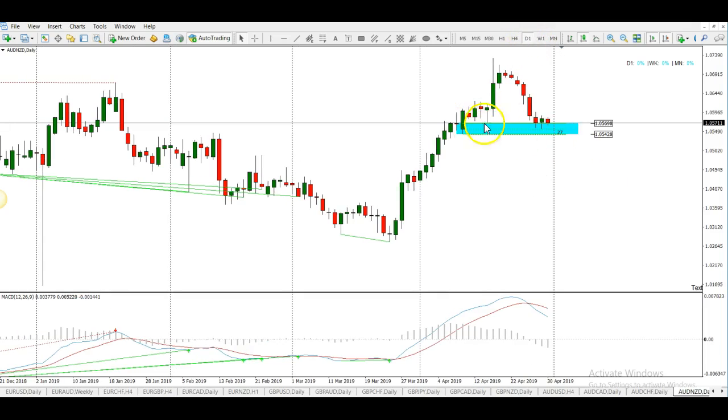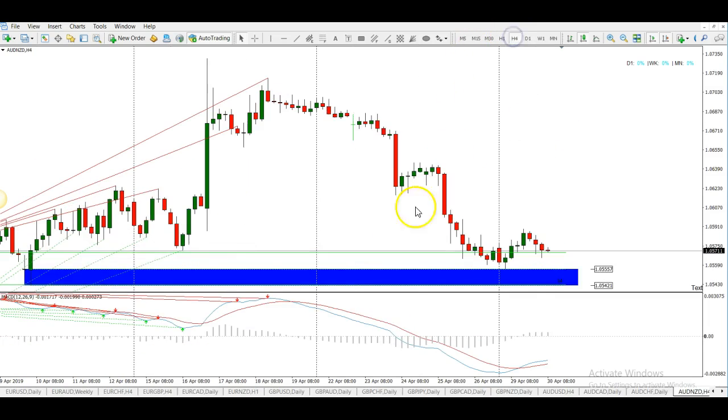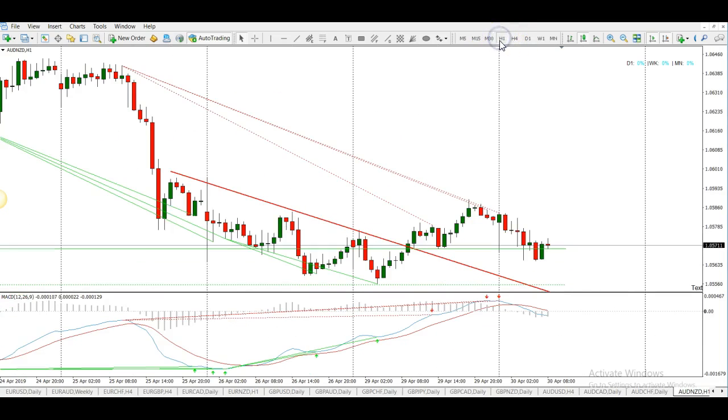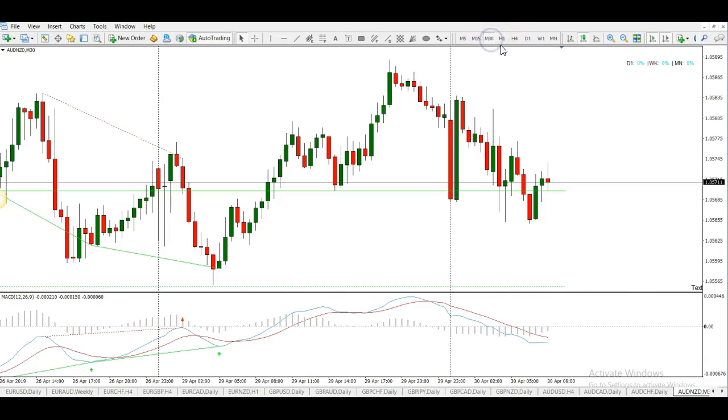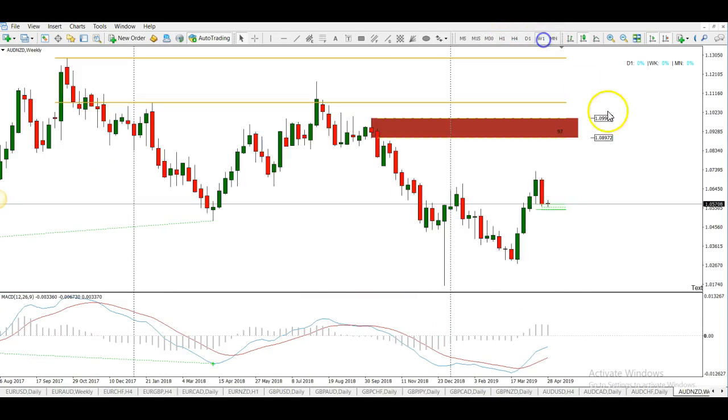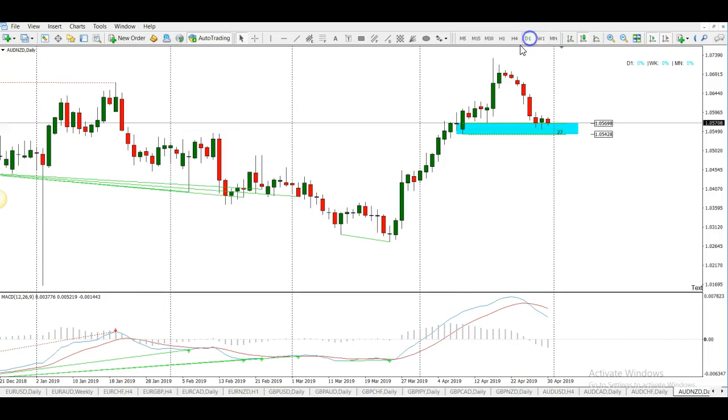Again, we have this. Might be a good buying opportunity here on the Aussie Kiwi. So we have this daily zone here. We have this huge drop that's kind of holding here. We have a 4-hour. Let's see if there's any signals happening. Nothing yet, but again, I'm liking this to start heading up higher. So this is a good buying opportunity.